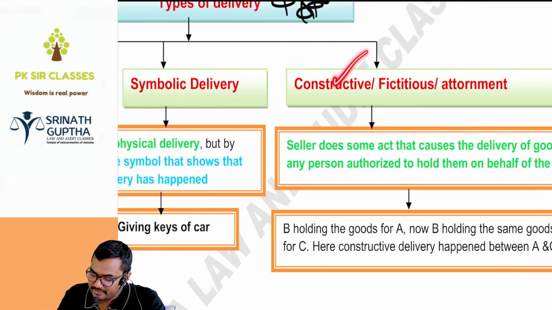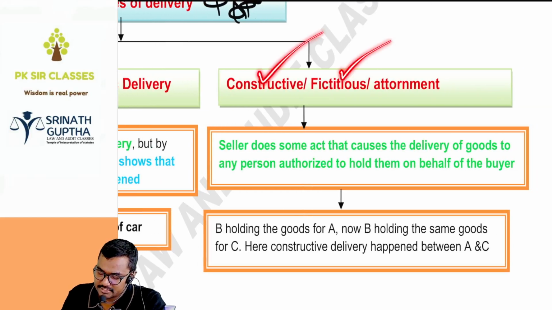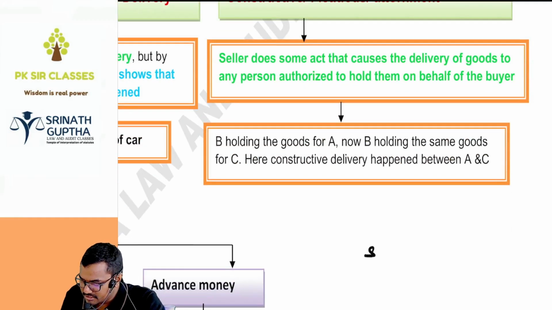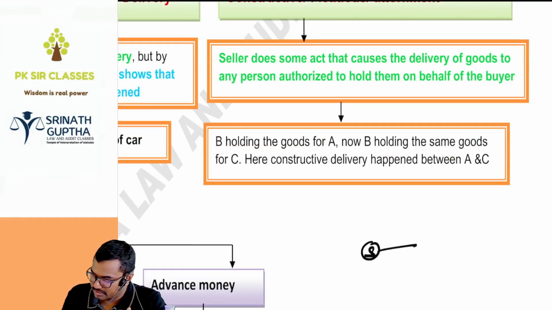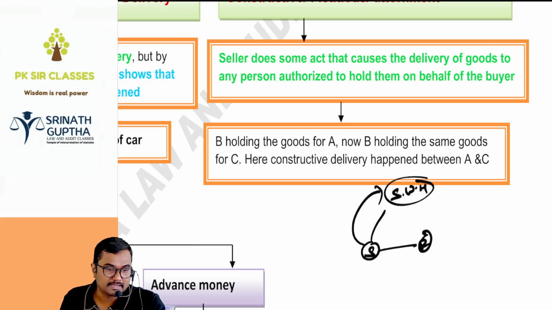Constructive delivery, fictitious delivery, attornment. How many names are there? Three names: constructive, fictitious, attornment. What does it mean? There is no change in the possession of the goods, but delivery is deemed to happen. For example, SG is selling goods to Rajani, but my goods are in the Sahiti warehouse. I sold it to Rajani, and from next month I will not pay the rent.